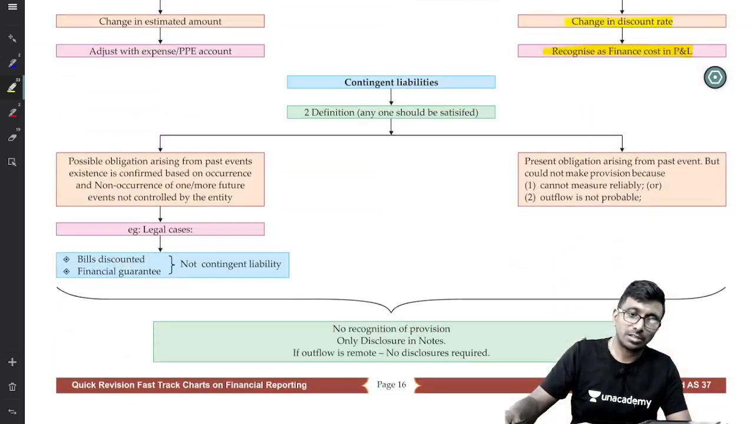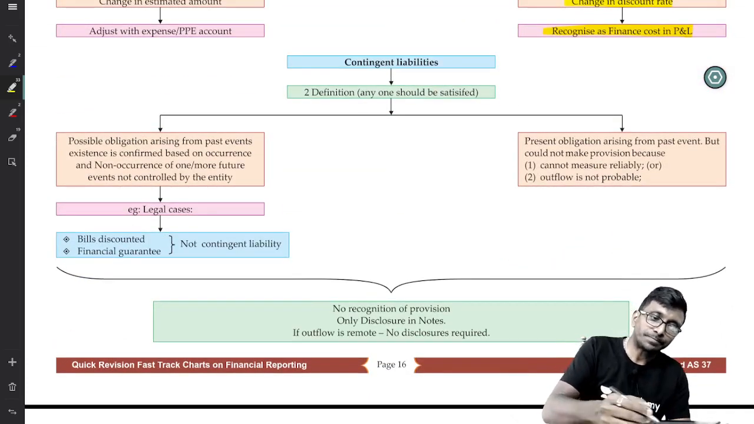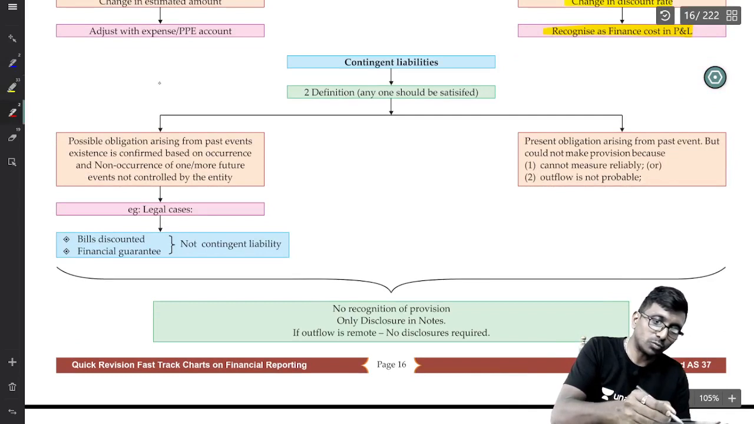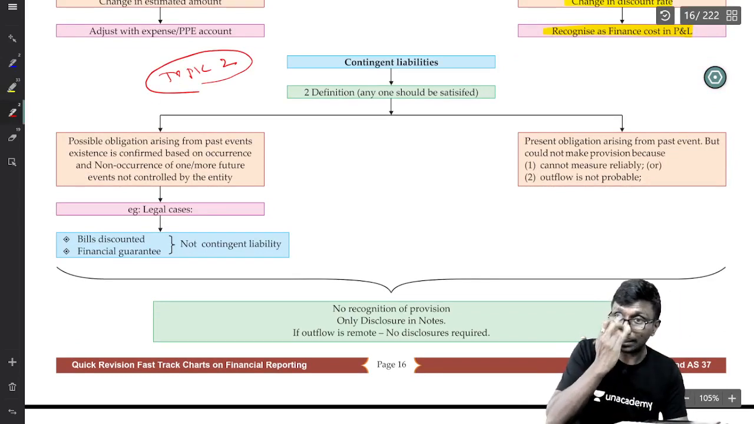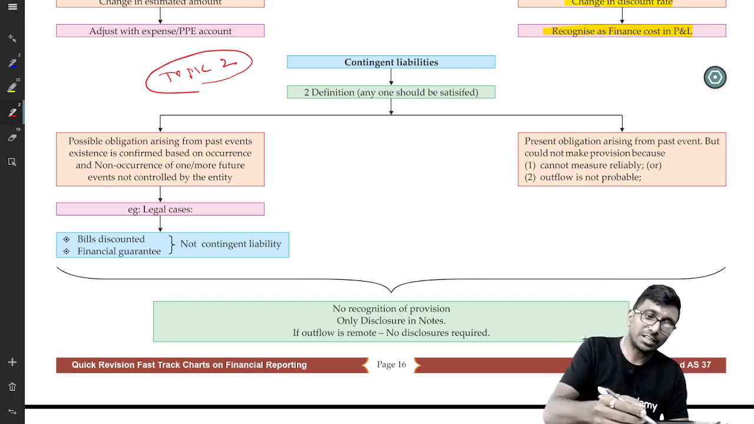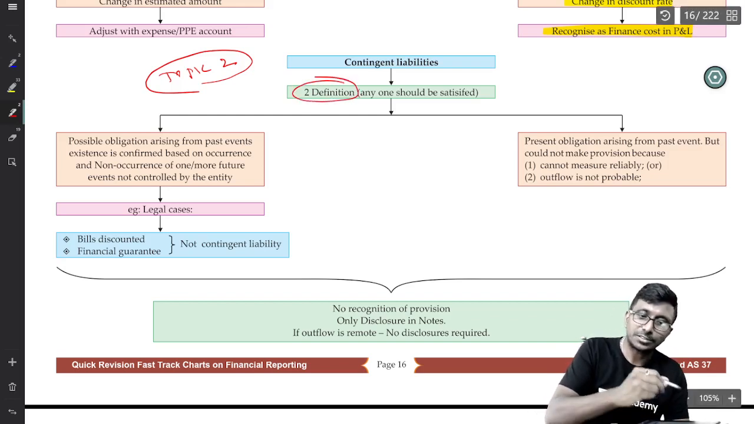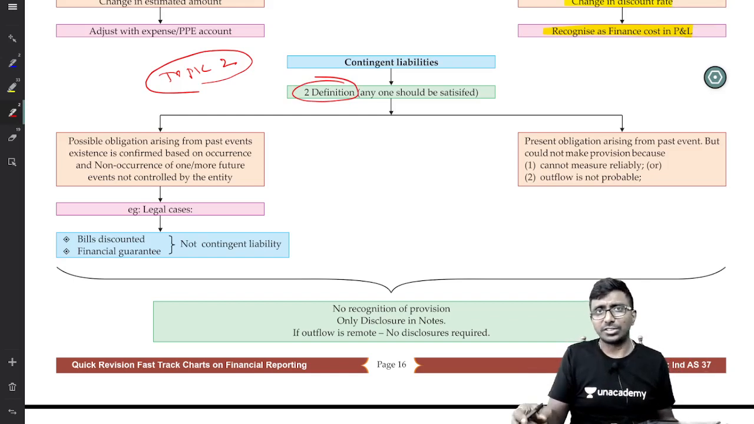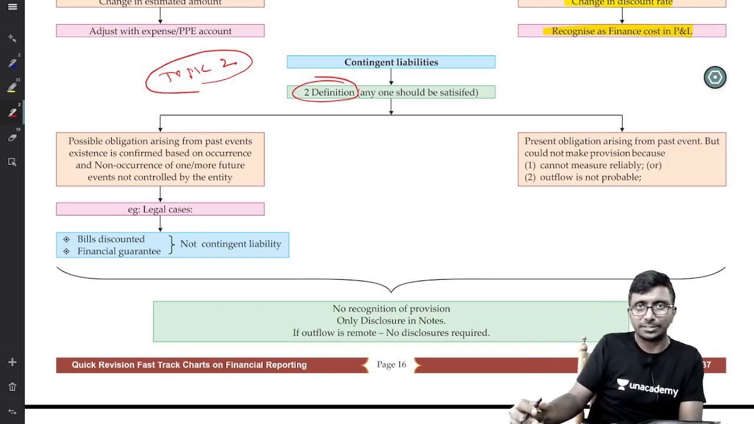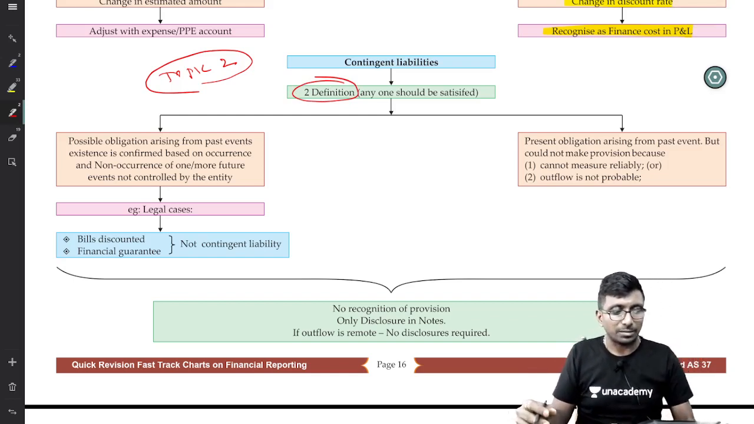Okay, next, topic number 2. What is your topic number 2? That is contingent liability. With respect to contingent liability, there are 2 definitions. Whichever you satisfy, then it is a contingent liability. Done. What is that contingent liability?